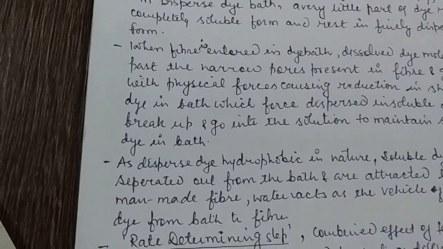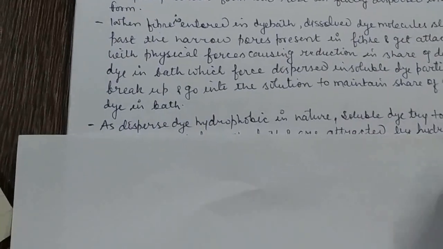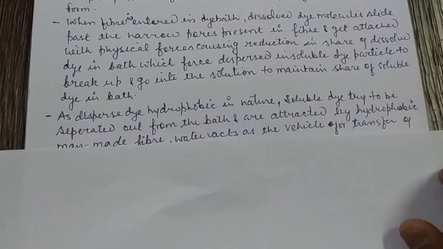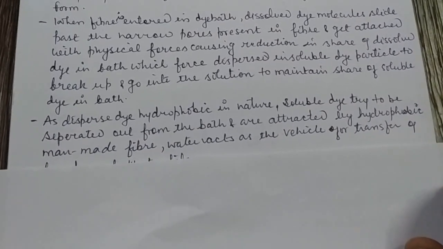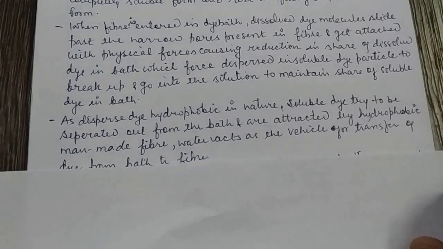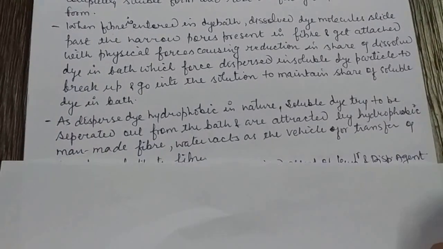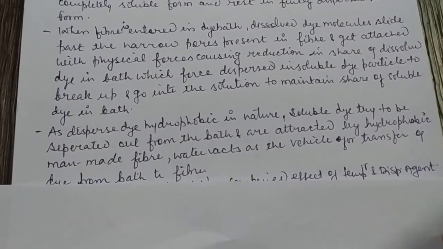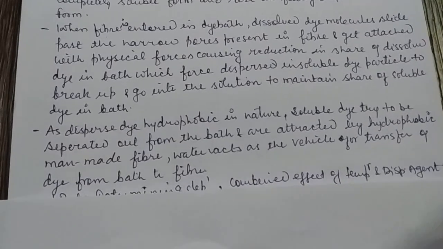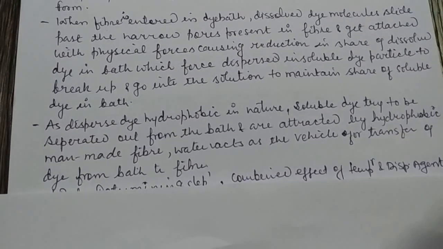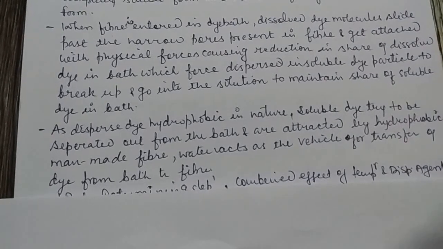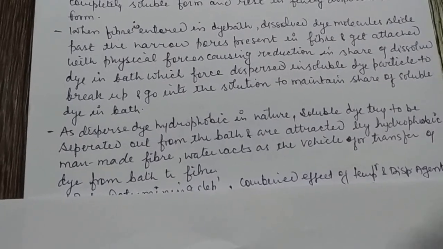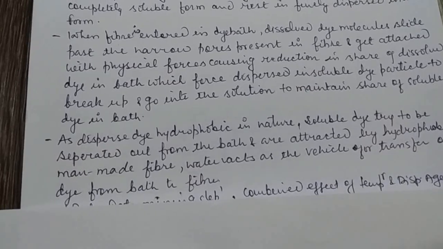As disperse dye is hydrophobic in nature, soluble dye tries to separate out from the bath and is attached by the hydrophobic man-made fiber. Water acts as a vehicle for transferring the dye from bath to fiber. It means, as we just discussed, when completely soluble dye of the dye bath is taken up by the fiber, simultaneously dispersed insoluble dye converts into soluble form, then it separates out from the bath and attaches to the man-made fiber surface through water as a vehicle.